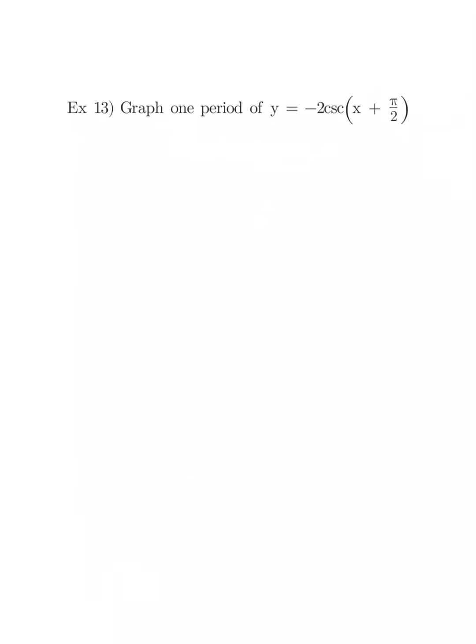On example 13, we are asked to graph one period of y equals -2 times the cosecant of the quantity x plus pi over 2. In this case, our A is negative 2, our B is 1, and we do have a C this time. It is pi over 2.